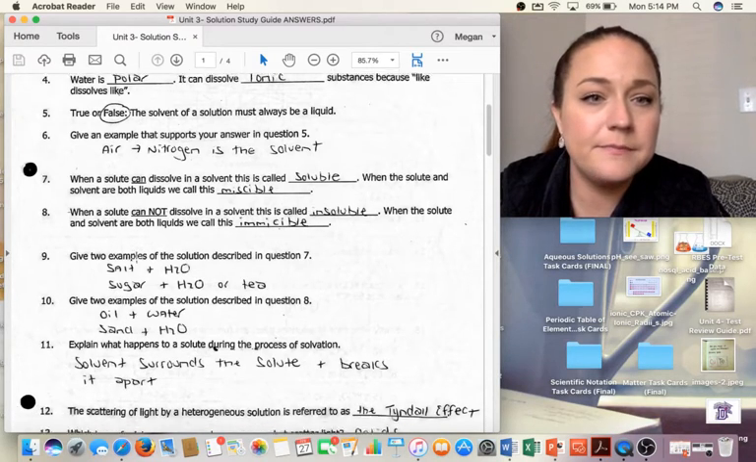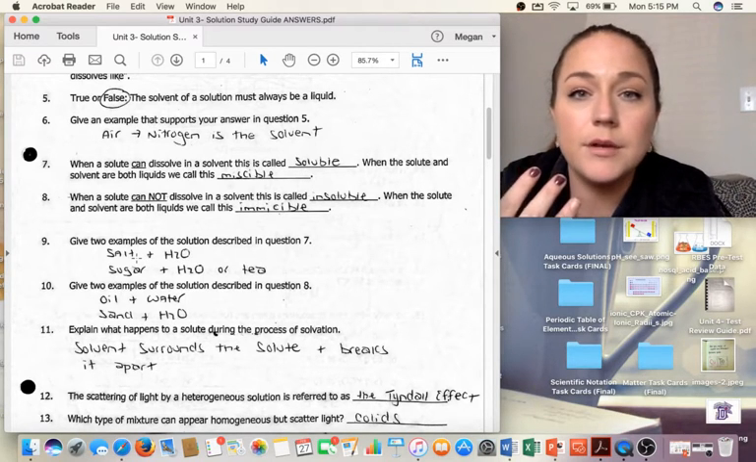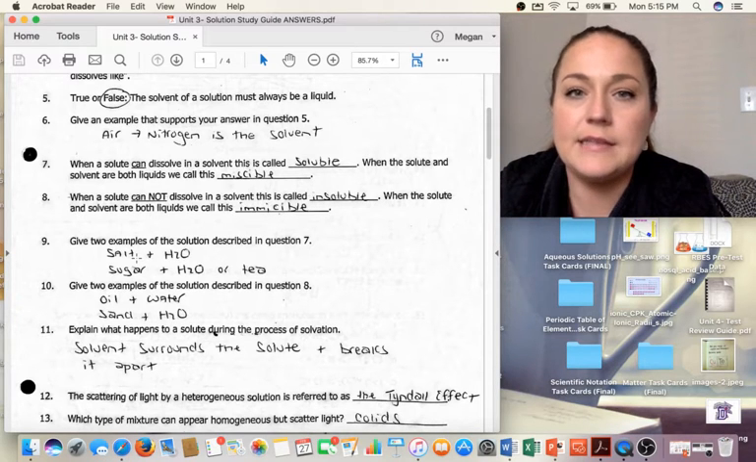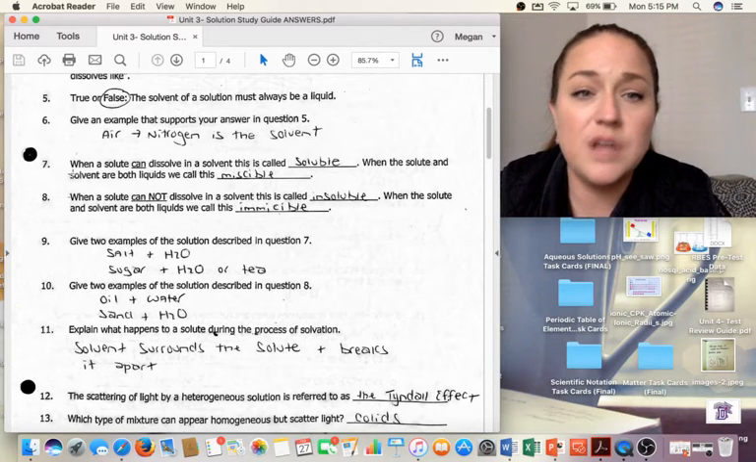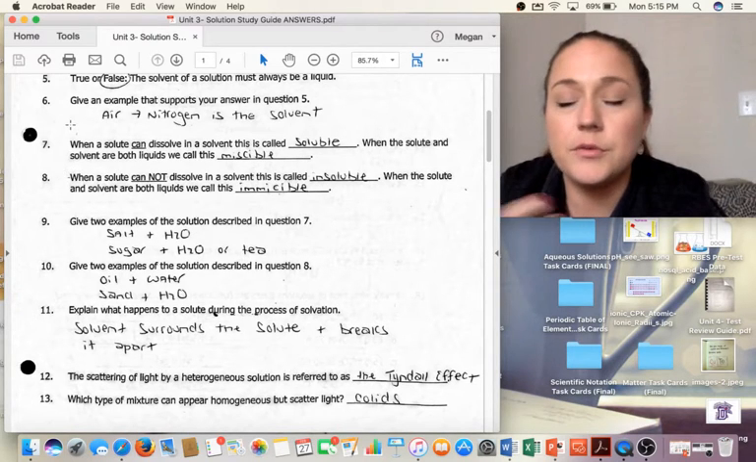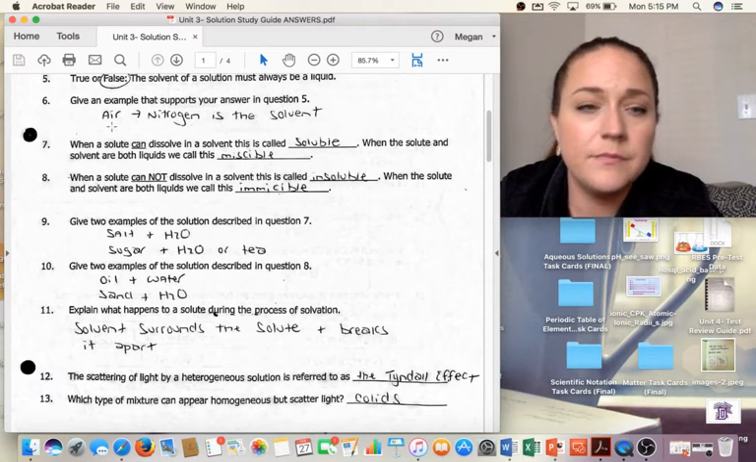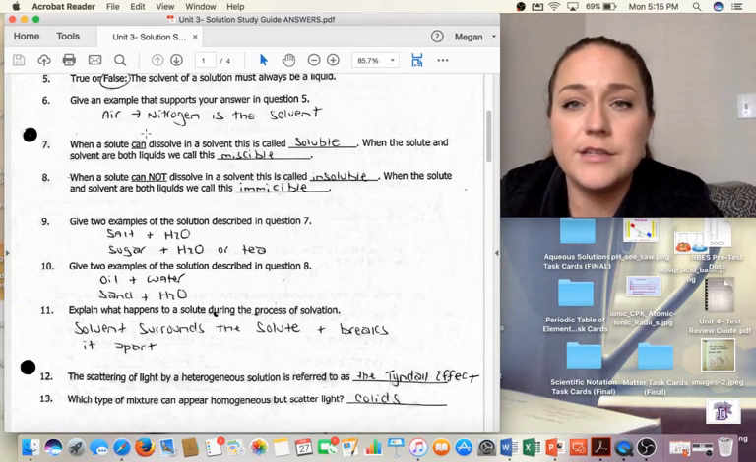All right, next. True or false? Answer is false. A solvent of a solution does not always have to be a liquid. So try to remember us talking about gases and different types of mixtures, solids, when they are able to dissolve with each other. All right, number 6. So this question is referring to number 5. So if it's a false, give an example supporting your answer for number 5. Well, air, nitrogen, is the solvent. It does the dissolving.